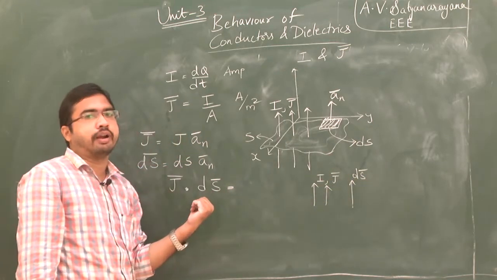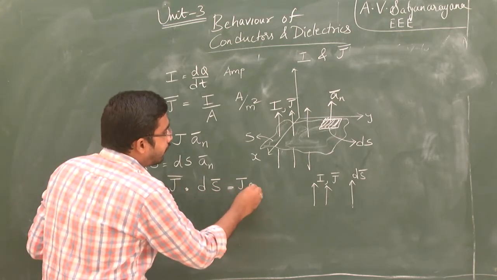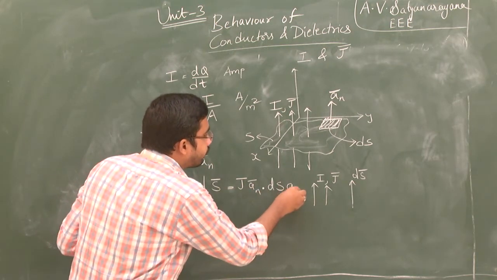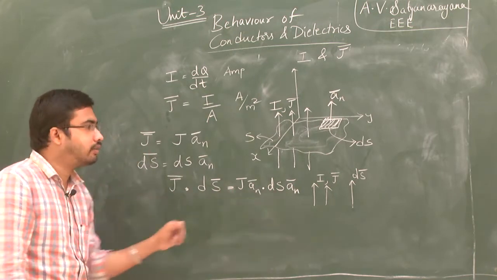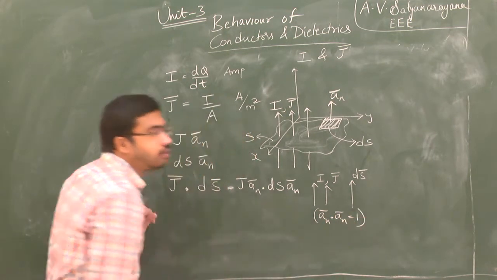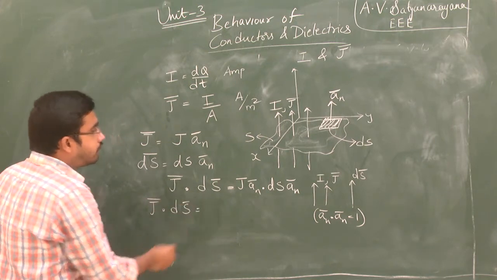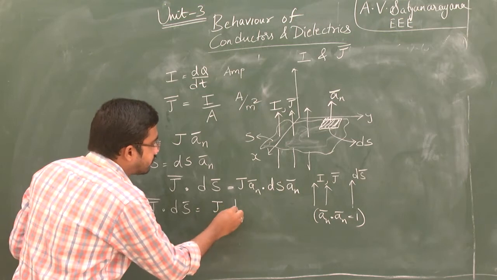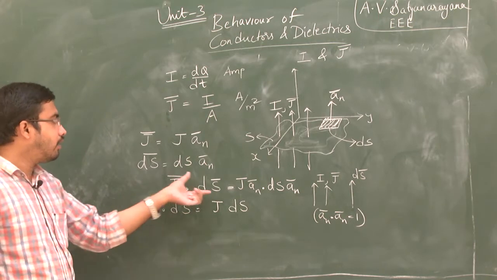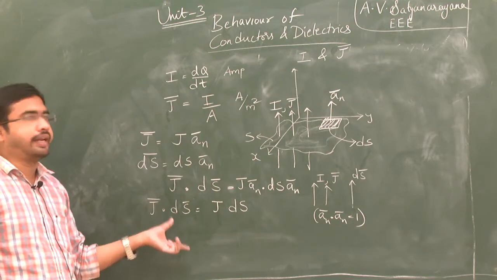So you can apply dot product. If you apply dot product, what is J bar dot DS bar? J into AN bar dot DS into AN bar. So what is AN bar dot AN bar? That is equal to 1. AN bar dot AN bar is equal to 1. So J bar dot DS bar is equal to J DS. Okay. J bar dot DS bar is equal to J DS. This is the relation that you are obtaining.